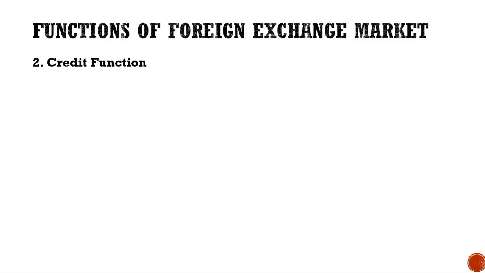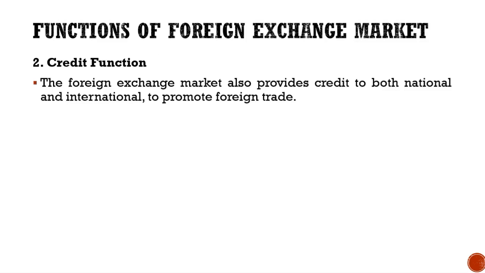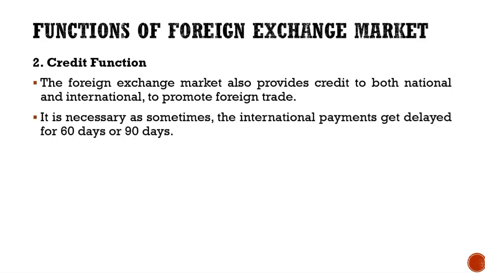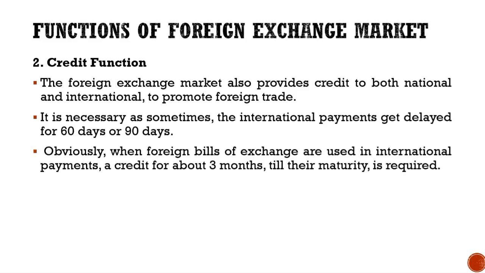The second function is the credit function. The foreign exchange market also provides credit, both national and international, to promote foreign trade. Why is this credit function given? Because at some times international payments get delayed for 60 days or 90 days. Obviously, when foreign bills of exchange are used in international payment, a credit of about 3 months till their maturity is always required.